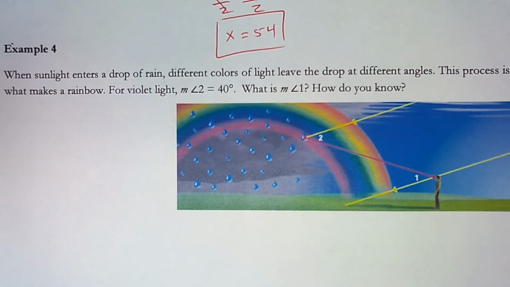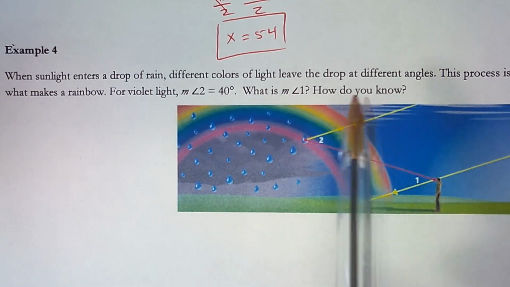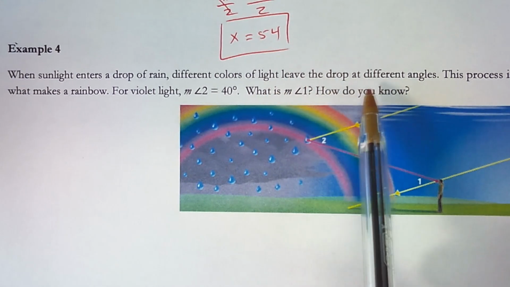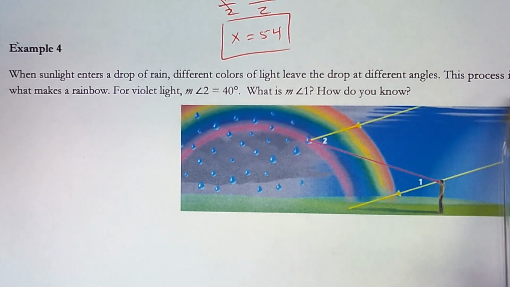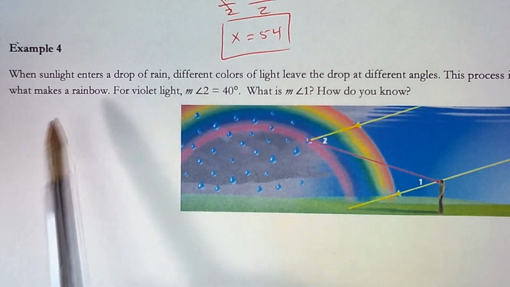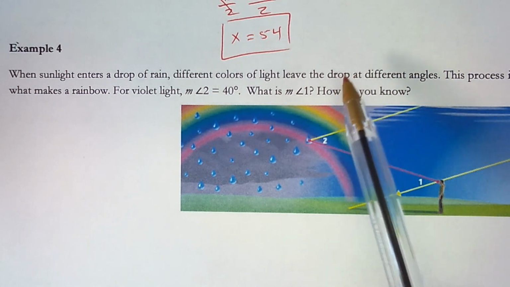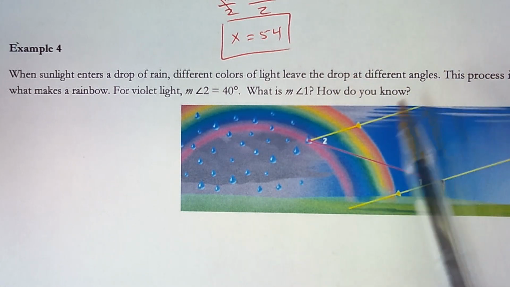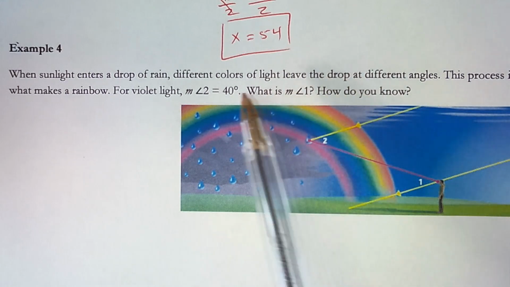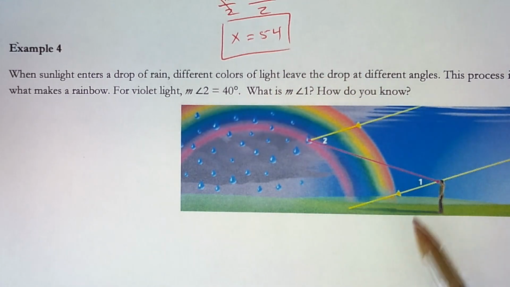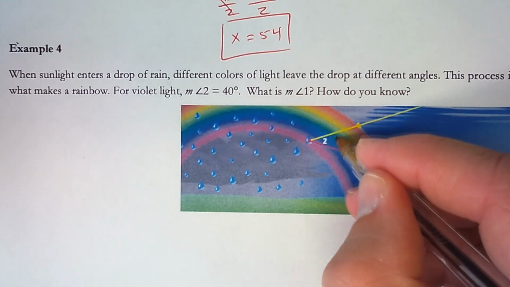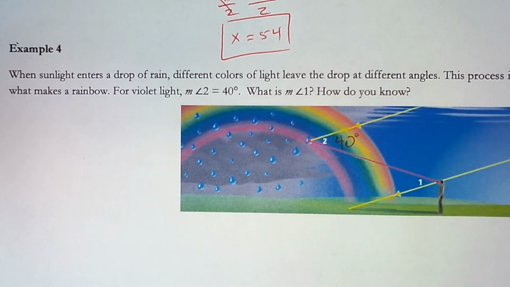Okay, next up. When sunlight enters a drop of rain, different colors leave the drop of rain at different angles, and that's the process that makes a rainbow. So whatever angle the sunlight leaves the drop of rain from makes a different color. For violet, the measure of angle 2 is 40 degrees. What is the measure of angle 1, and how do you know?